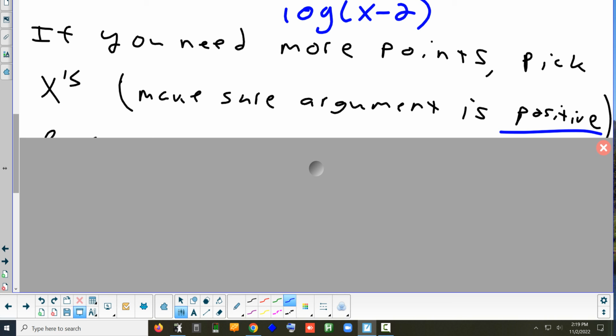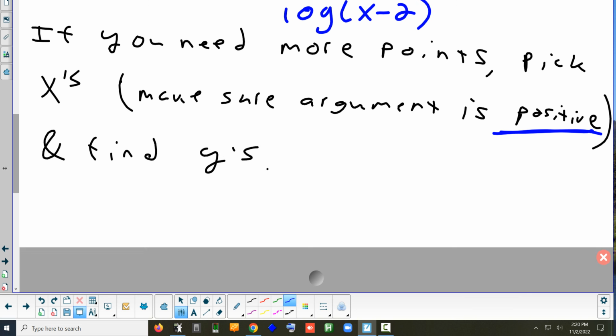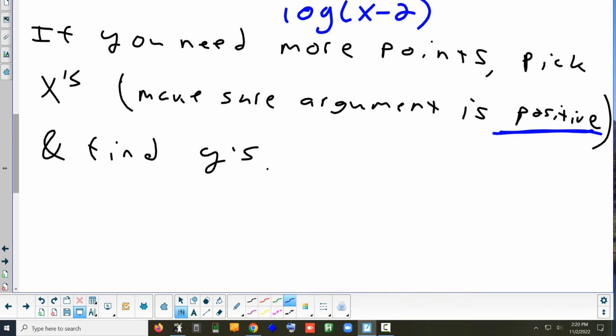You have to make sure that when you plug a number in, it results in a positive inside the parentheses. So the calculator is going to take care of this for us. All we have to make sure is that we put in numbers that work. If you put in a number that doesn't work, it's going to say error.